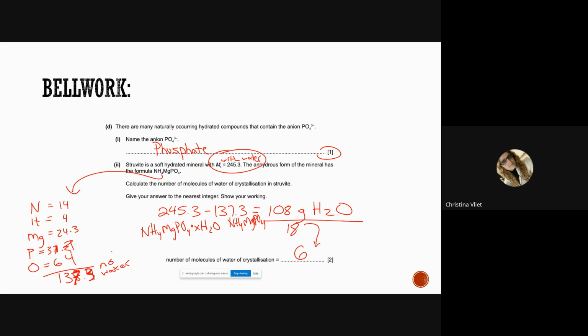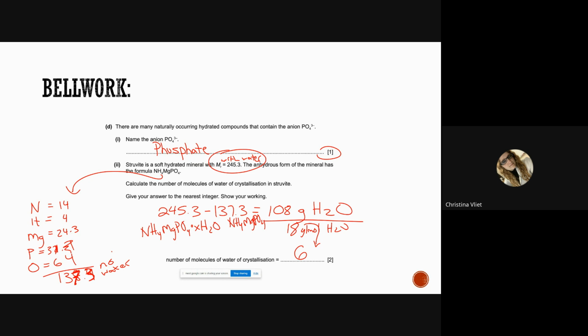The reason you divide by 18 is because that's the molar mass of water, to change grams to moles. Are we good with this now? Make sense? Is this fair game for the quarterly? Yes. We've gone over it for the past week and a half, and you had a lab on it, right? So this is fair game.